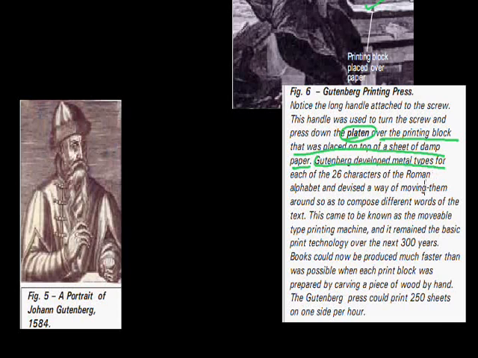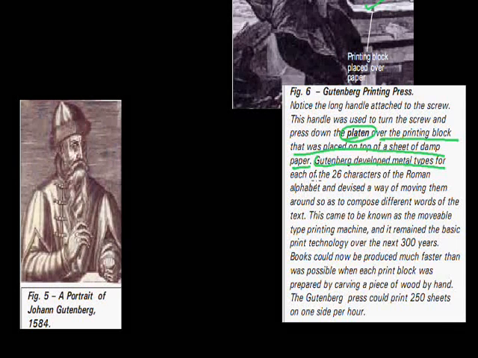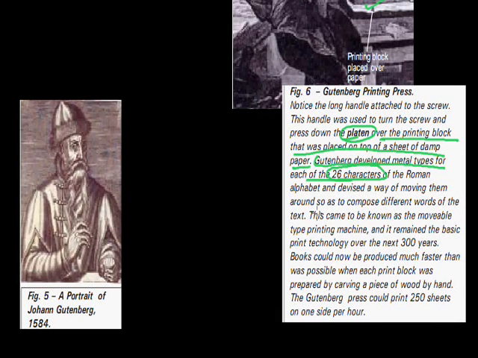Now Gutenberg developed metal types for each of the 26 characters of the Roman alphabet and devised a way of moving them around so as to compose different words of the text. It means he could rearrange all these things one by one, and this came to be known as the movable type printing machine. The main thing is that it remained the basic print technology over the next 300 years. Books could now be produced much faster than earlier, at a speed of 250 sheets on one side per hour. In 1 hour, these machines can print 250 sheets.